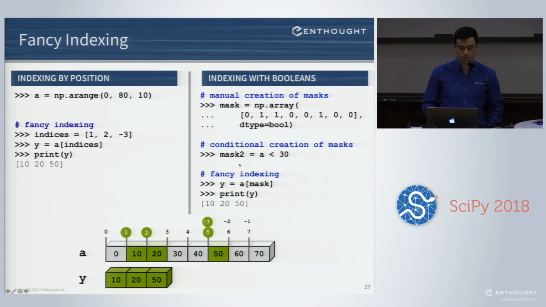In most use cases, though, you'll get these masks not by typing a bunch of ones and zeros, but rather by doing some kind of comparison. So here we'd be creating a mask that selects all the data that's less than 30. And the nice thing is that we don't have to care about where that data is. NumPy will basically look at all the elements for us and create the mask. So let me do an example of this.